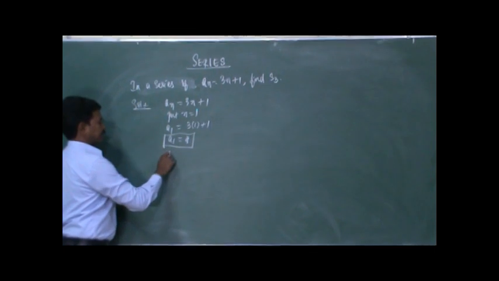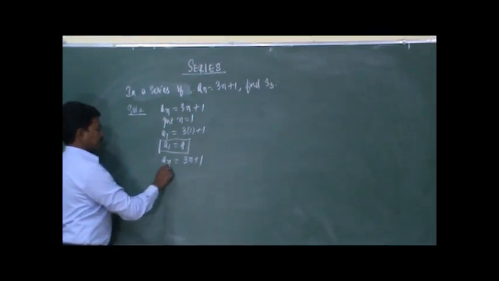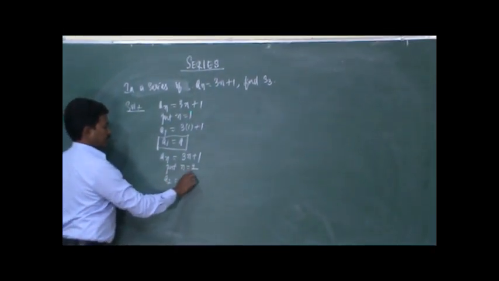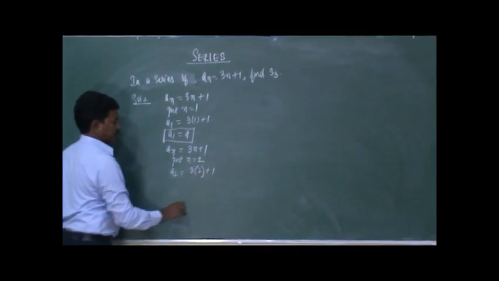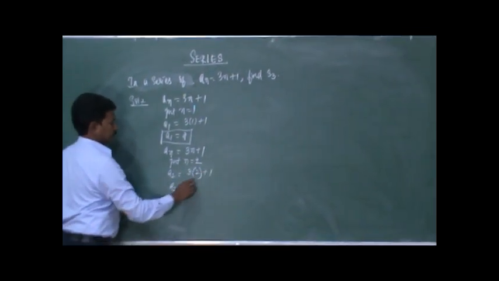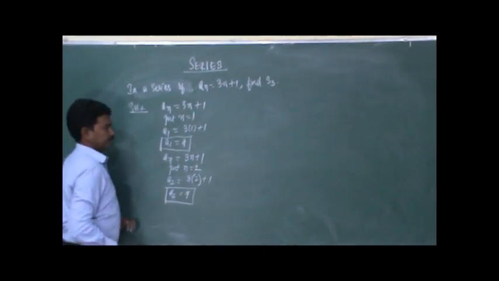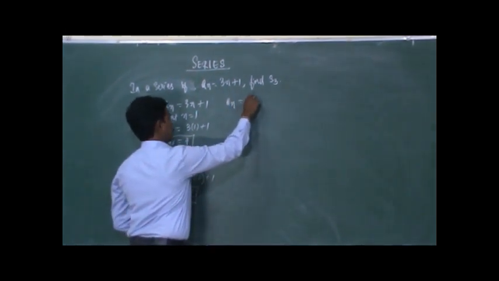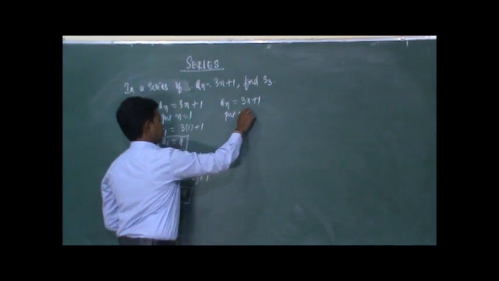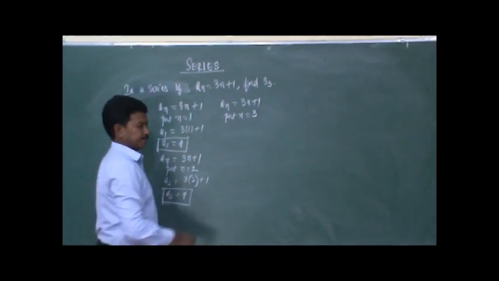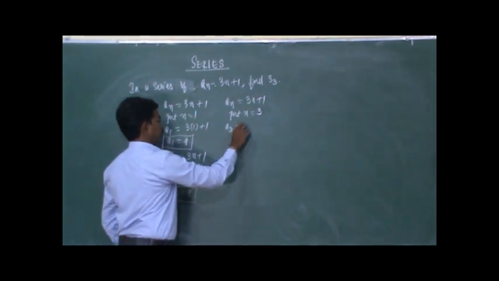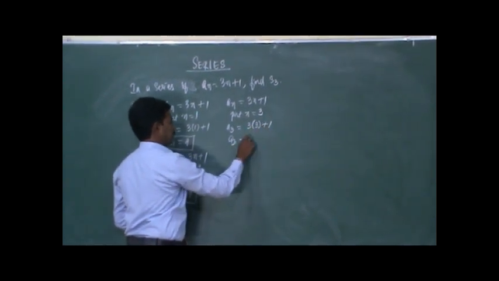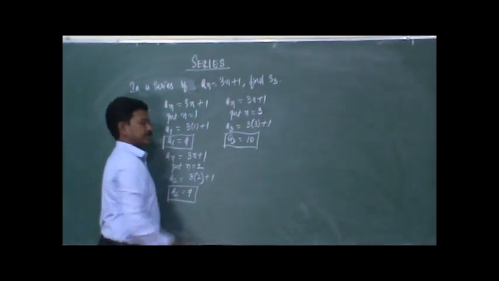To find the second term, a is equal to 3n plus 1. Put n is equal to 2. So a2 is equal to 3 into 2, in place of n I am substituting 2, plus 1. 3 twos are 6 plus 1, that is 7. Now the third term: a is equal to 3n plus 1, put n is equal to 3. So a3 is equal to 3 into 3 plus 1. 3 threes are 9 plus 1, that comes to 10. So a3 is 10.